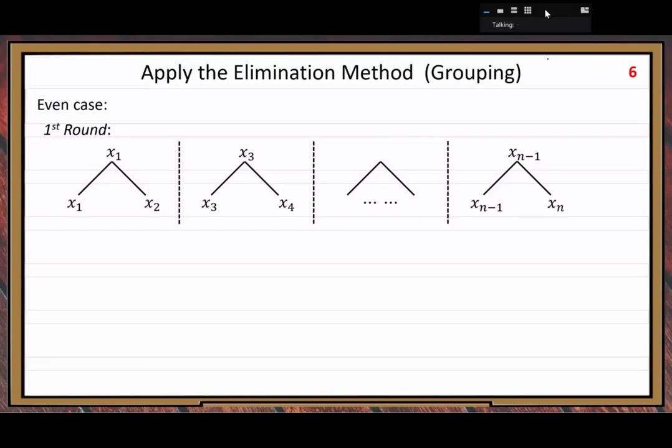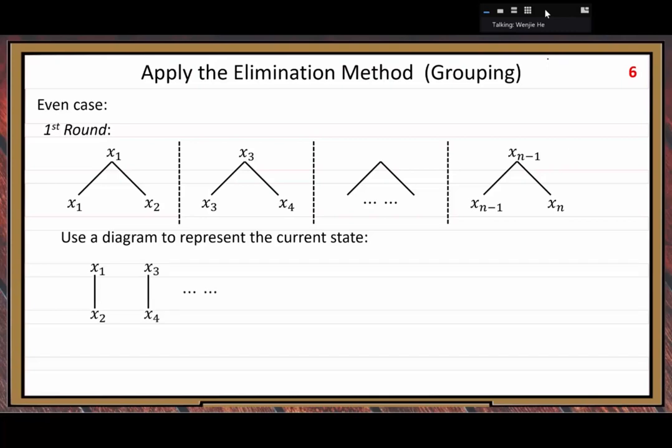Now we do the following discussion. From this first round of comparison, we need to show people the current state. X1 is greater than X2, so we draw this diagram. The higher one is greater, the lower one smaller. This is visual understanding. X3 is greater than X4, and so on.